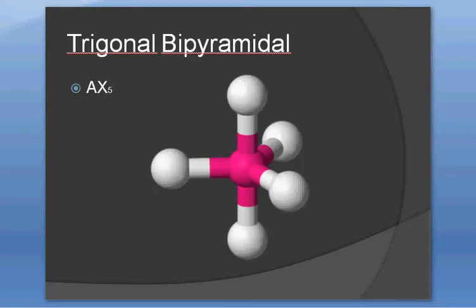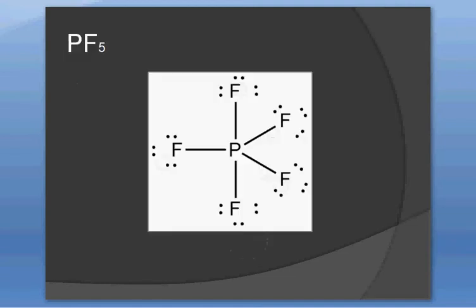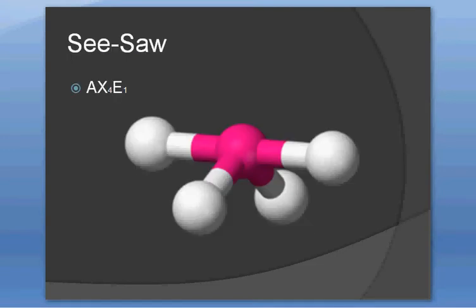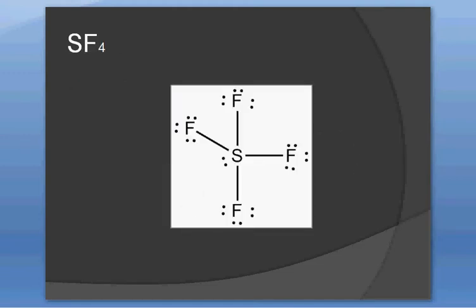The next group has five things attached. The first shape is trigonal bipyramidal, AX5. An example would be phosphorus pentafluoride. The dot structure shows five bonding pairs. The second shape is seesaw, AX4E1. Sulfur tetrafluoride is an example of a seesaw. It has four bonding pairs and one lone pair.